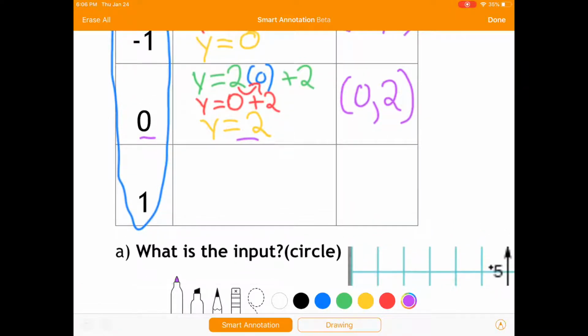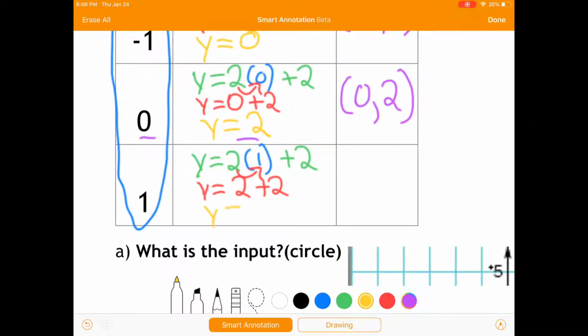Now for 1, same equation. I've got y equals 2, and instead of x, I'm going to put 1. I'm going to add 2. Then I'm going to simplify, so I'm going to distribute my 2 first. I've got y equals 2 times 1 is 2, plus 2.